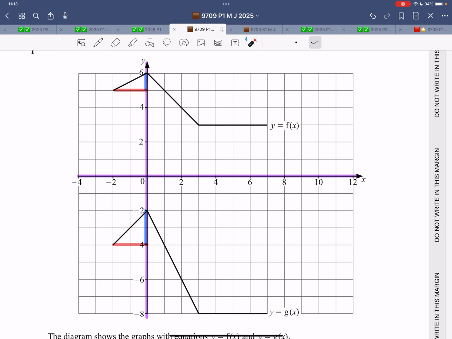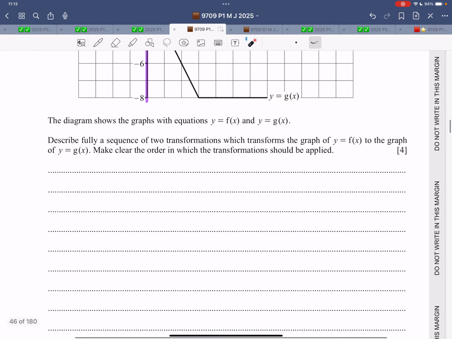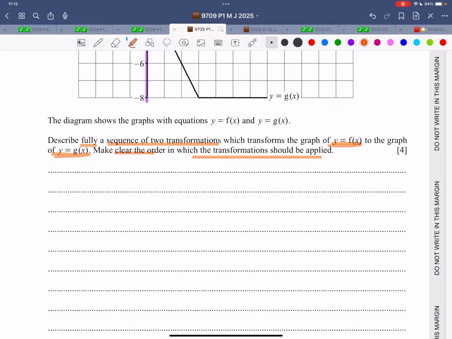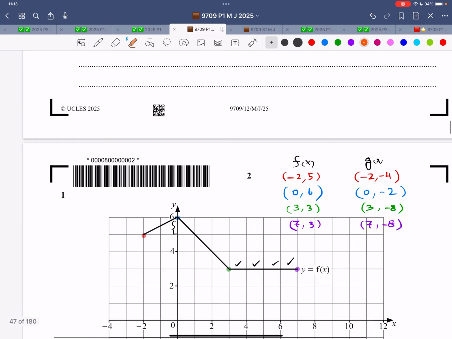There are a few observations that you should make right away. The base is unchanged. If I'm going from f(x) to g(x), the height is doubled, and then something else would be taking place. So the diagram shows f(x) and g(x). Describe fully a sequence of two transformations which transform the graph of f(x) to the graph of g(x). Fully means give every detail. Make clear the order in which the transformations should be applied. Now let's look at the solution.